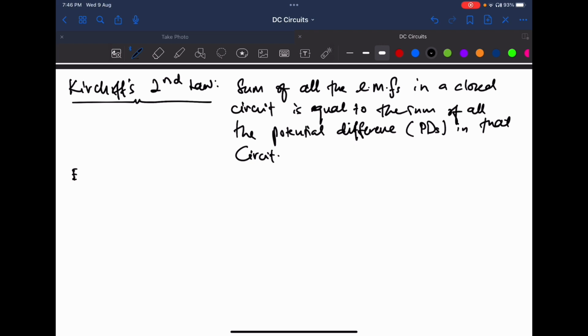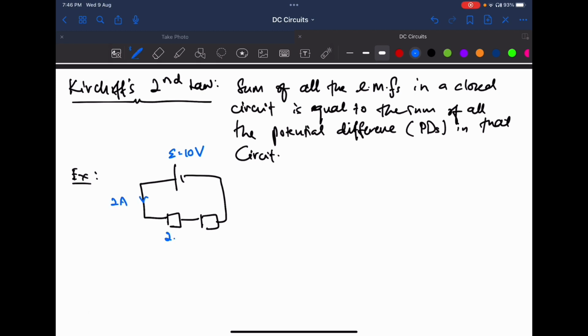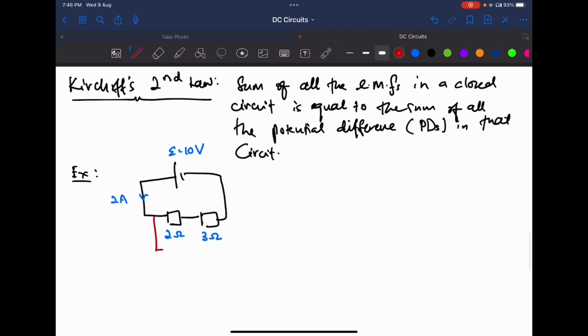So for example, let's say we have two resistors here. Let's say the EMF is 10 volts, right? And say the current is 2 ampere. This one is 2 ohms. This is 3 ohms. So what will be the potential difference here, V1 and V2?